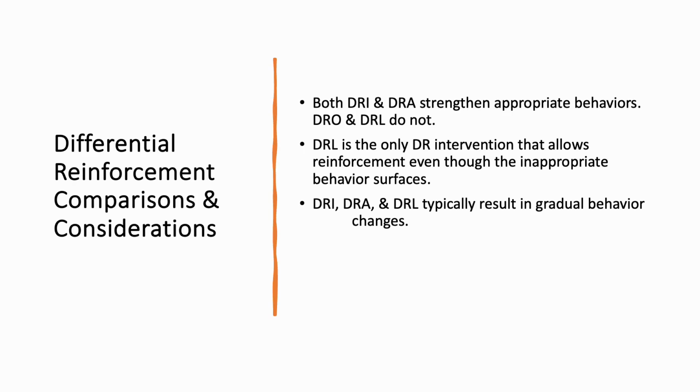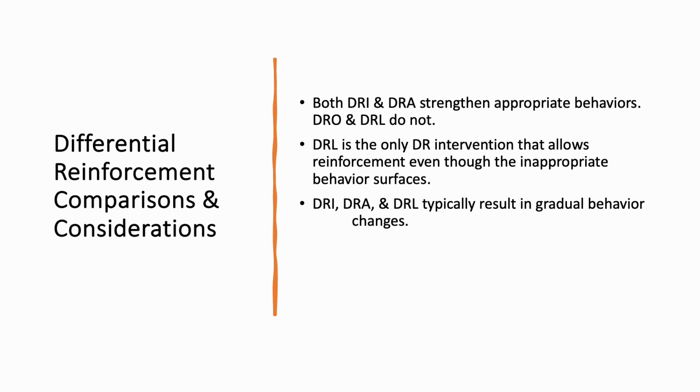Okay, so now to wrap up this presentation, I want to very quickly compare the different differential reinforcement procedures that we've talked about in today's lecture. So the first 2 that I talked about were DRA and DRI. Both DRA and DRI are going to focus on strengthening appropriate behaviors, and we're teaching a specific alternative behavior, whereas DRO and DRL do not. Okay. With DRO, again, we're just reinforcing the absence of the behavior. And then with DRL, it's the reduced rate that's being reinforced.